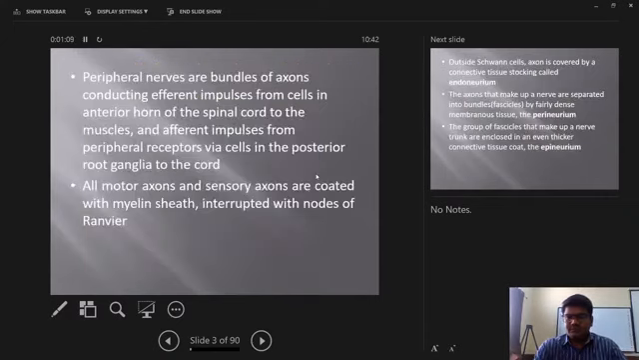Okay, so peripheral nerves. What are peripheral nerves? Peripheral nerves are bundles of axons conducting the efferent impulses from the cell in the anterior horn of the spinal cord to muscles, and afferent impulses from the peripheral receptors via the cells in the posterior dorsal root ganglia to the cord. All the motor axons and sensory axons are coated with myelin sheath, interrupted at the nodes of Ranvier.